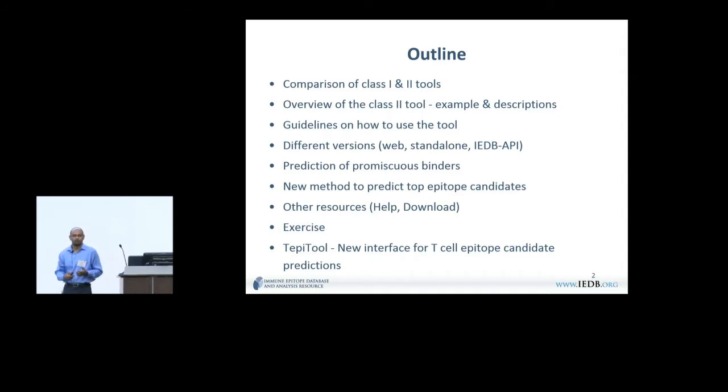Recently we published a paper on identifying the top immunodominant epitopes, based on which we designed a method using immune response values rather than binding affinity values. I will explain that. I will also take you through other available resources, help, downloads, etc. We will have a brief, small exercise. And at the end, we have now developed a new interface for the class 1 and class 2 tools, so I will give you a preview of that tool at the end.